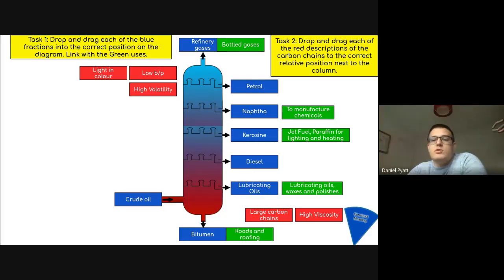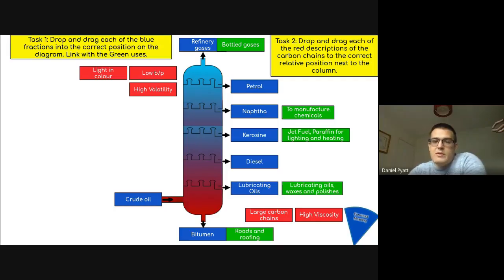Naphtha is used to manufacture chemicals. I'll obviously say petrol and diesel. I didn't put anything for those, because I assumed it was fairly obvious what we use petrol and diesel for. We use them for motor vehicles. But naphtha we use to actually manufacture chemicals. It's just about the right length to make the kind of molecules that we use frequently. So naphtha is really useful. Kerosene we use for jet fuel, and we use paraffin for lighting and heating.